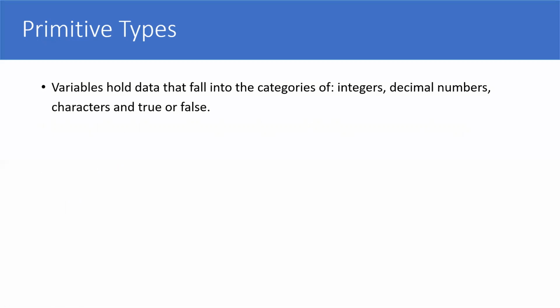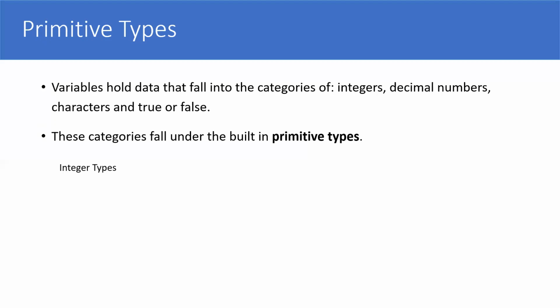So now let's start talking about the types of types. First, let's talk about primitive types. Variables hold all this data, and primitive types hold integers, decimal numbers, characters, and true or false. Types can also hold other kinds of data, but primitive types are built into Java. There are four categories that fall under primitive types: integer types, floating point types, the char type, and the Boolean type. So now let's talk about each of those.